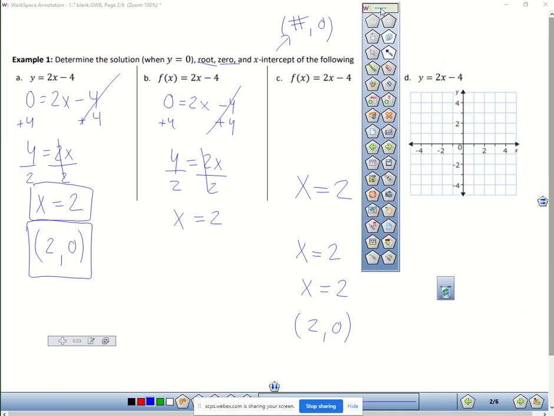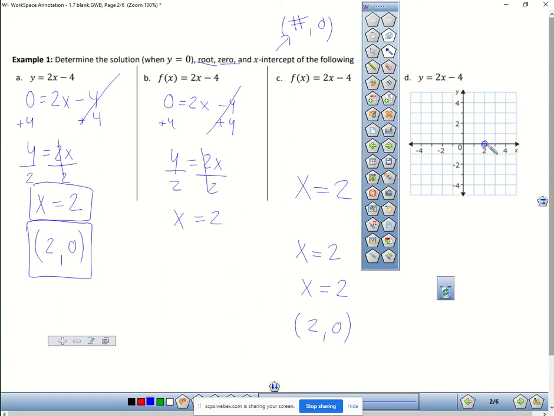And lastly, we're going to need to graph this to see where it intersects the x-axis. So we know that there's a point that exists at (2, 0), right? And that would be our x-intercept. So I just plotted that point. This is really just showing you there's 3 different ways that this can be asked, but the answer is going to be the same anyhow.